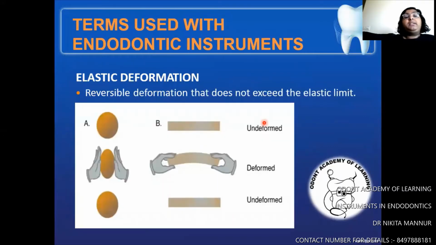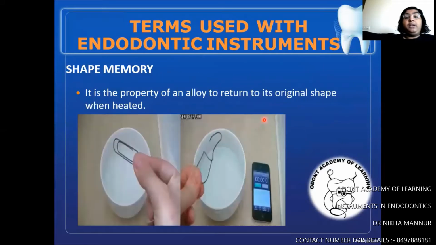Elastic deformation is nothing but the reversible deformation that does not exceed the elastic limit. So this is undeformed. Here we have deformation and it comes back to undeformed. This is the elastic deformation. Shape memory: property of an alloy to return to its original shape when heated.